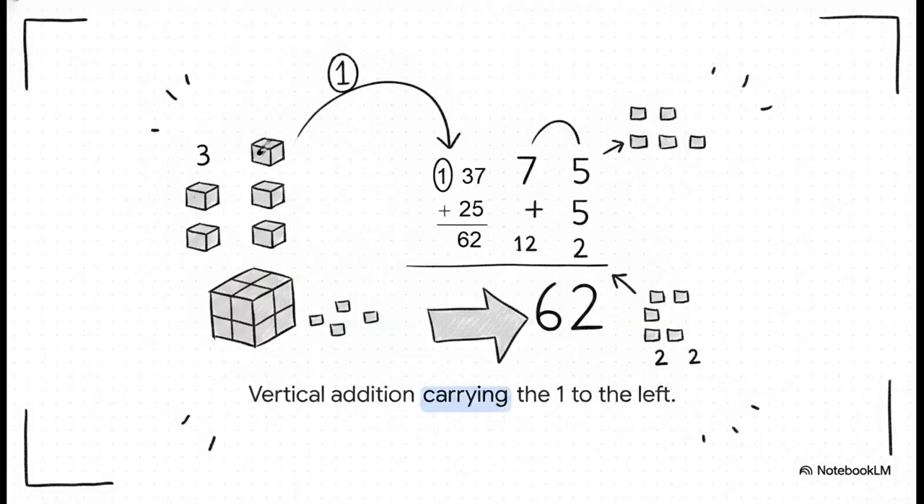Adding 37 and 25 is a really great example of this. So, starting in the right column, 7 plus 5 equals 12. Well, 12 is way too big for one column. So we write down the 2 and we carry the 1 right to the top of the left column. Now, for the tens column, we just add that carried 1 plus 3 plus 2, which gives us 6. Our total sum is 62. Seeing it structured vertically like this just makes the logic entirely foolproof.